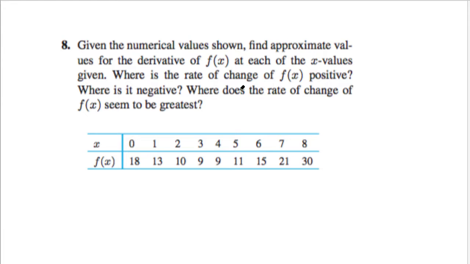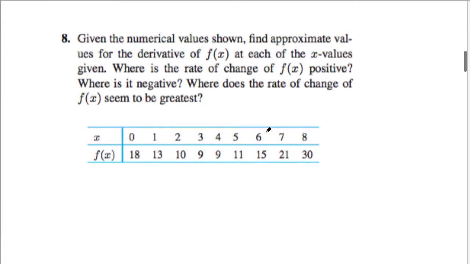So for question number 8, we're given a table of values, and we want to find the approximate value for the derivative of f at each of the x values that is given. In order to approximate this, we really have a couple different possibilities. First, I'm going to start a new row here, which is f prime of x.